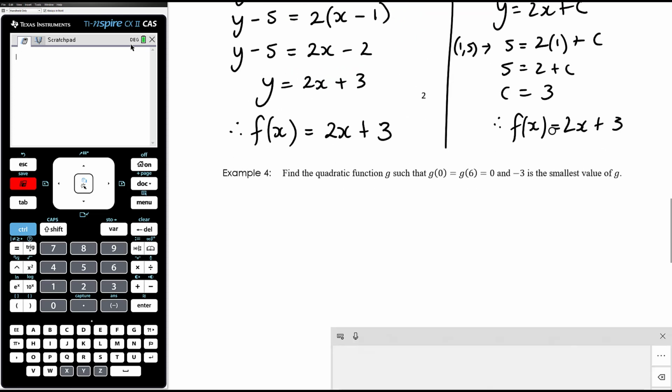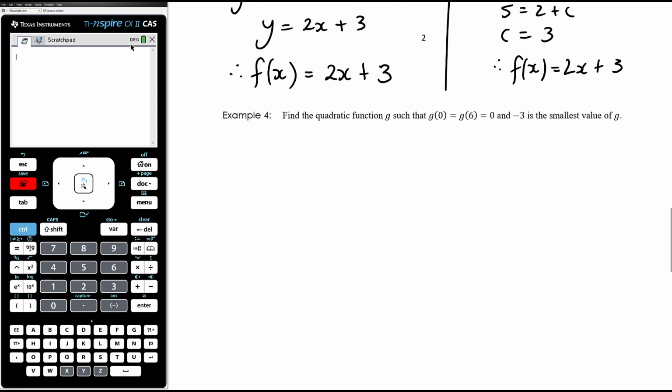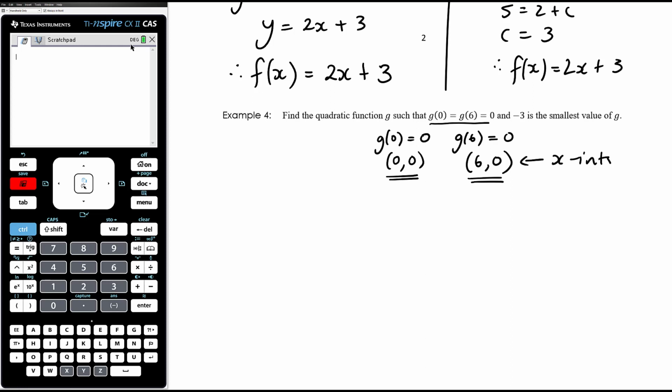Okay, example 4. Find the quadratic function g such that g of 0 is the same as g of 6 and they are both equal to 0. So this tells us that g of 0 equals 0 and g of 6 equals 0. This means that when the input is 0, the output is also 0, so the graph goes through the origin. When the input is 6, the output is 0, and so the graph goes through the point (6, 0). They are both x-intercepts.